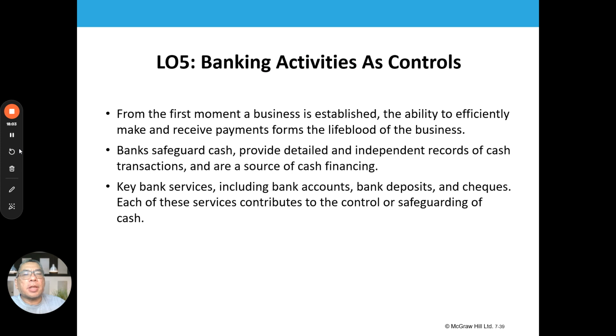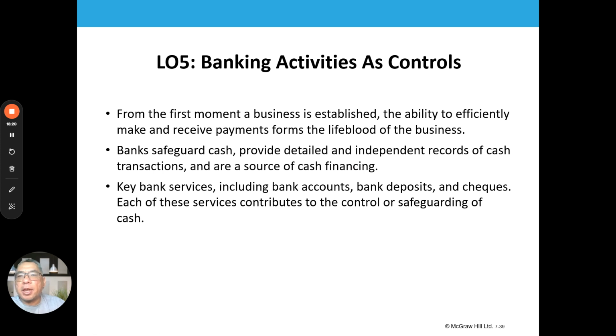And let's go to step number 5. Objective number 5: banking activities control. From the business established, we make sure. Banks safeguard cash, provide detailed and independent control, record cash transactions, and are a source of cash financing.